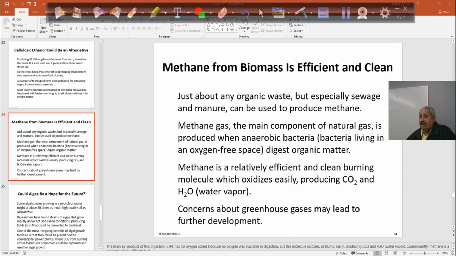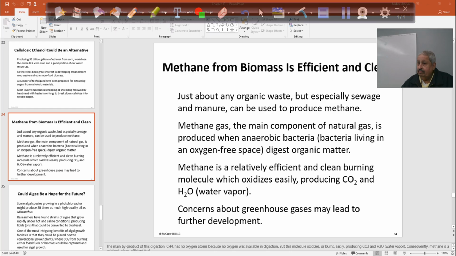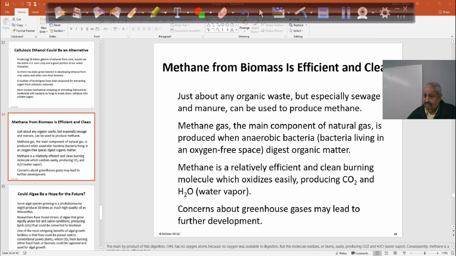The methane from biomass is efficient and clean. What we said about natural gas is mostly methane. Natural gas is mostly what? Methane. Methane can be produced by biomass, and it's very efficient and clean.